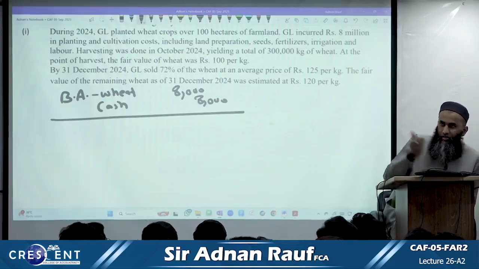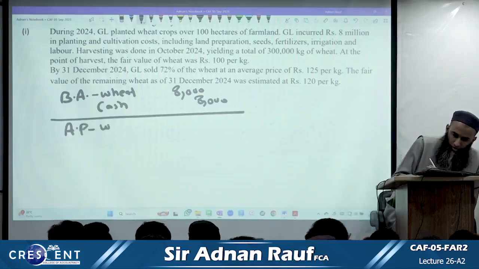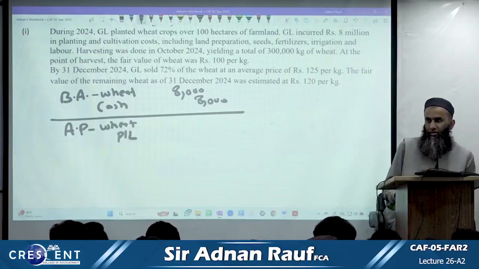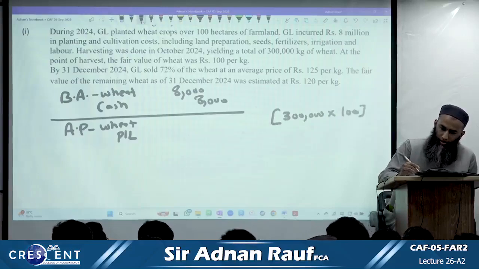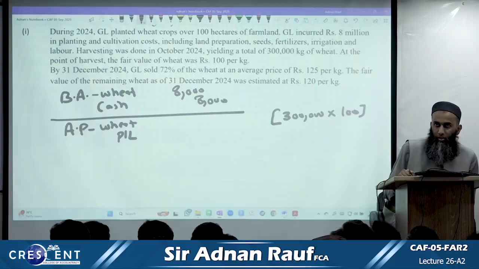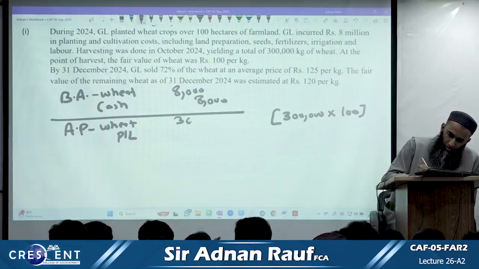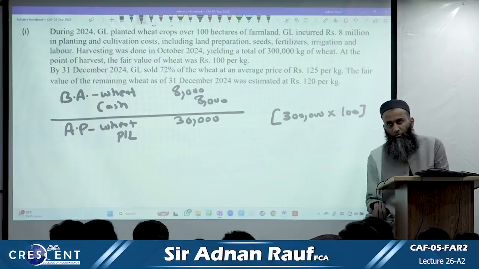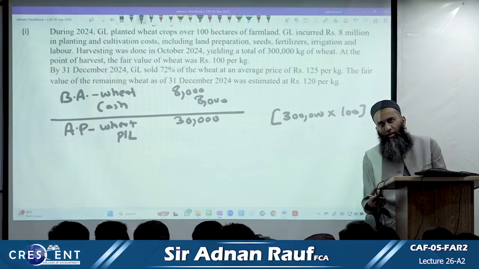Tell me, what entry did you make on the harvest? Debit agricultural produce and credit P&L. 3 lakh kilos at 100. Tell me quickly. 30 million is coming, but I am doing it in rupees. So, what should I do? 3,000.